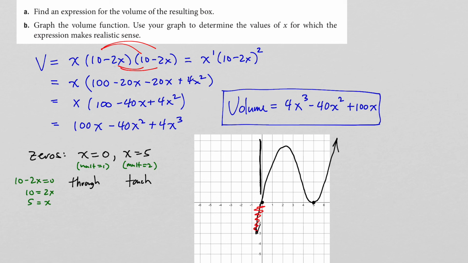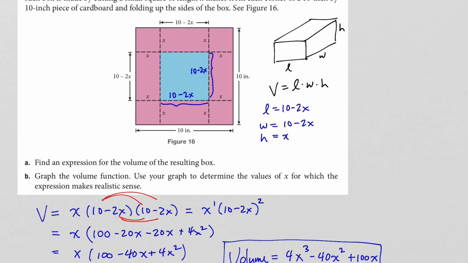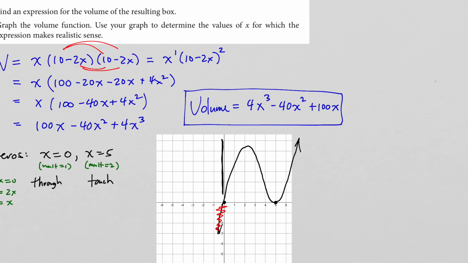But we also know that the amount that you cut out can't be more than 5, right? Think about that. Because if you cut out 5 inches on this side and 5 inches on this side, you have nothing left because it was only 10 inches across to begin with. So it doesn't make any sense to cut out more than 5 inches. So the only piece of the graph that makes any sense is this piece of the graph right here.